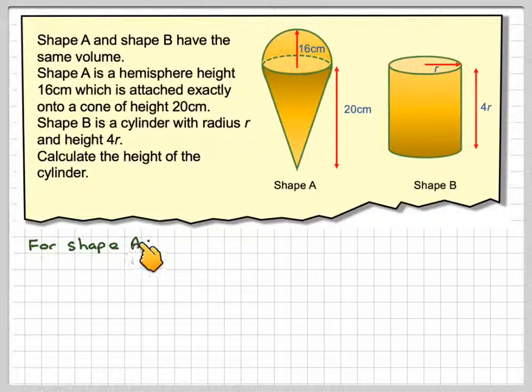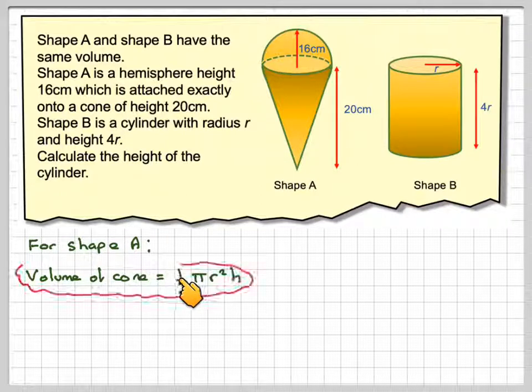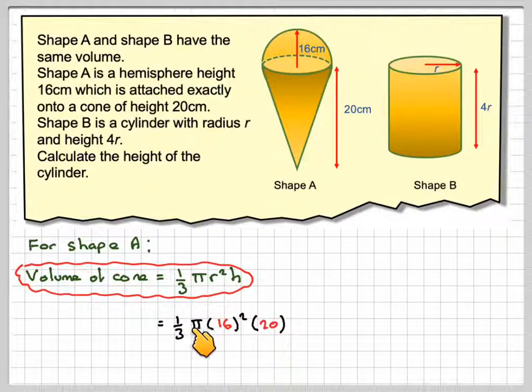Okay, so for shape A, the volume of the cone is 1/3 pi r squared h. So putting that information in, we've got 1/3 times pi. The radius of the cone, like I've just told you, is 16. So it's 16 squared times 20. Using the fraction button on our calculator, that will give you 5,120 divided by 3 times pi centimeters cubed. Now leave pi in your answer.